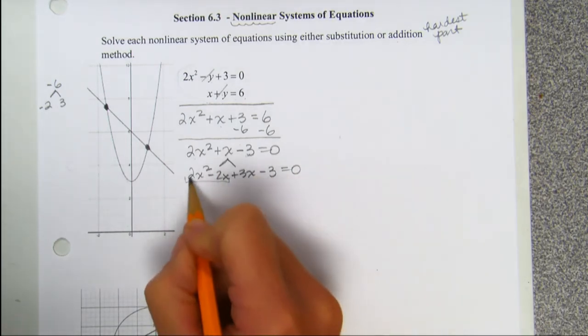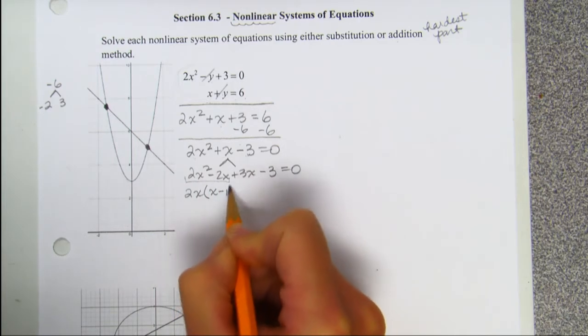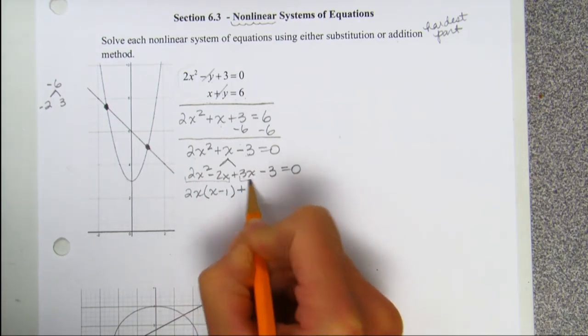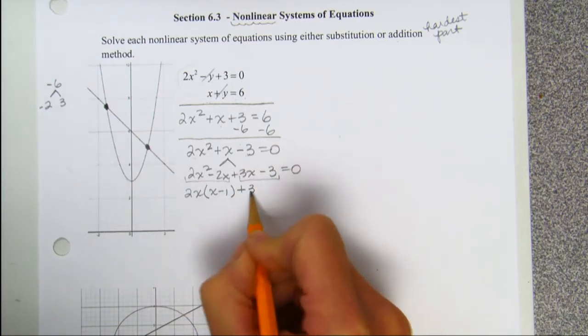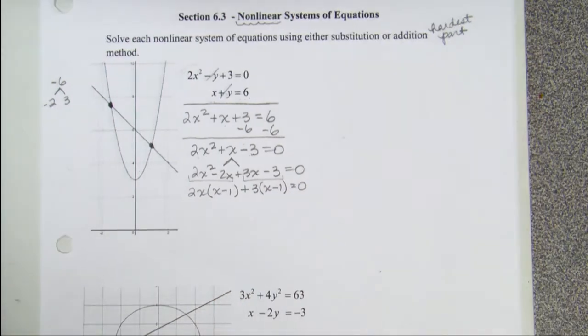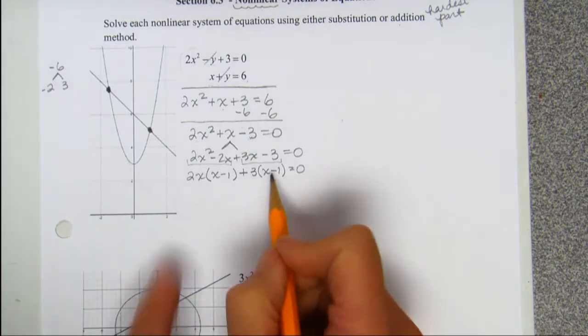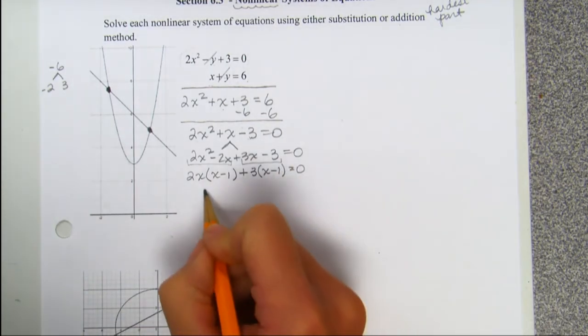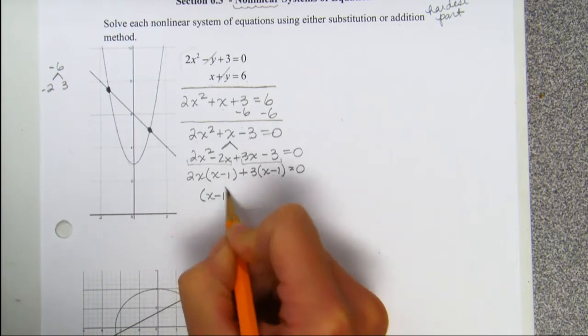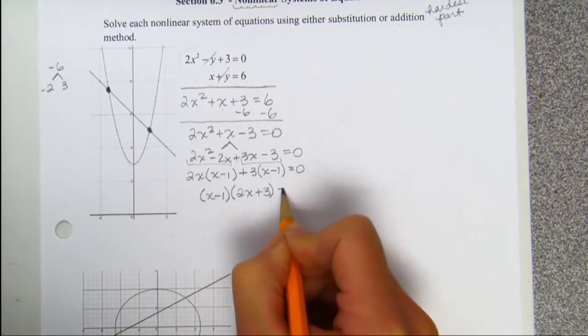We group the front two. They share a 2 in common and they share an x in common. That leaves an x minus 1. My back terms, they share a 3 in common, leaving an x minus 1. That tells me, hey, they factor. Yay, that's great, because they both have the x minus 1 that you can pull to the front, and the 2x plus 3, the leftovers, go in the back set of parentheses.